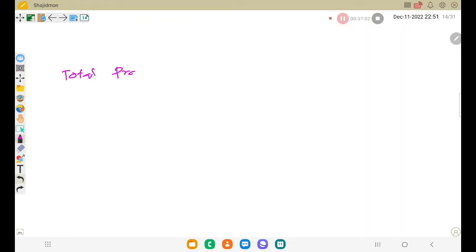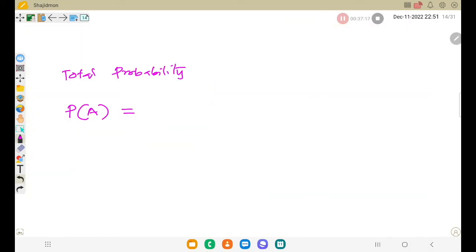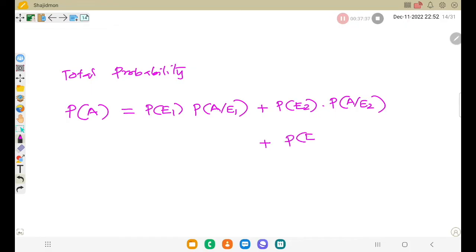Total probability of the event A equals, first we are starting with this line, probability of E1 multiply probability of A given E1, correct? Probability of E1 multiply probability of A given E1. This is the multiplication rule in 5.2 we studied, plus the second partition, probability of E2 multiply probability of A given E2, plus probability of E3 multiply probability of A given E3. If we have 3 partitions, we write like this.